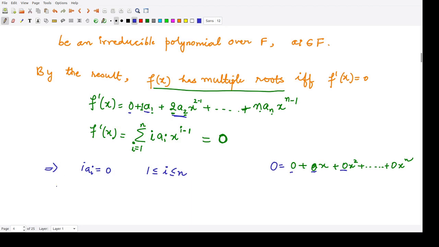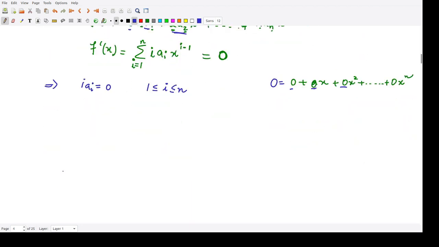Now we have two cases. For the first case, if we assume the characteristic of this field F is equal to 0, what does it mean? It means that we do not have any n such that n times the multiplicative identity becomes 0. So we do not have any n of this kind. So this won't be true in this case.